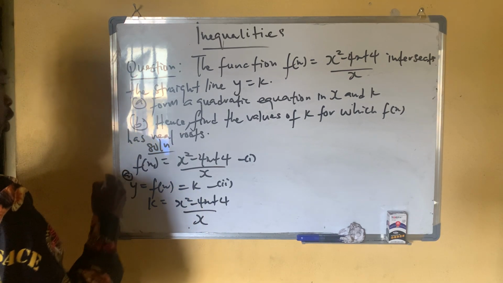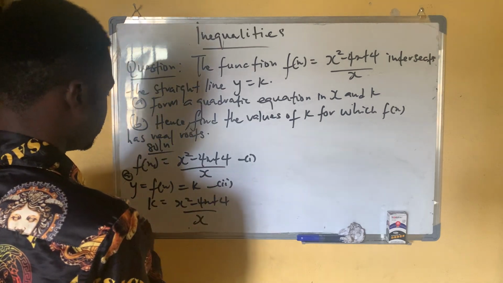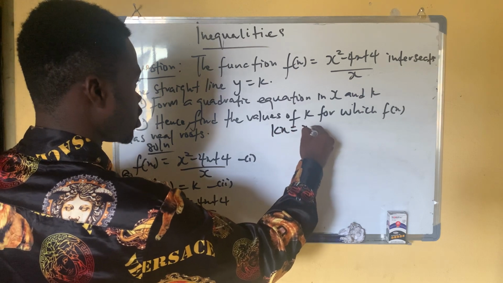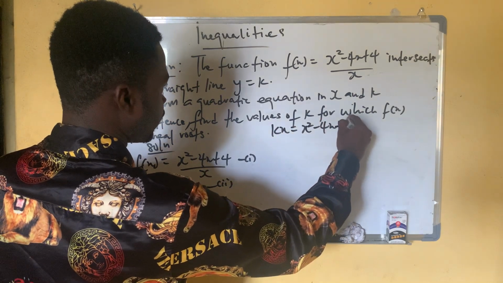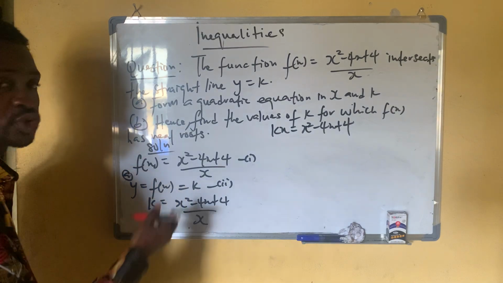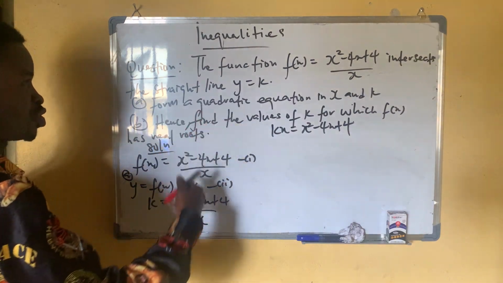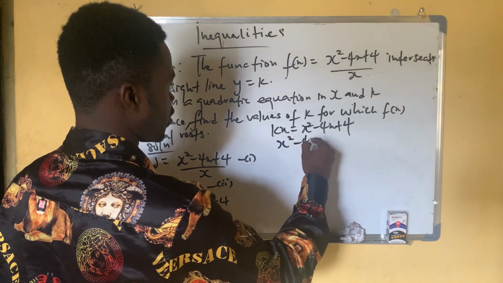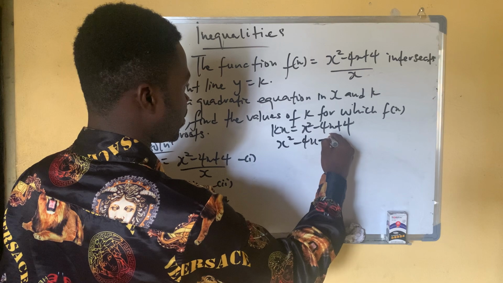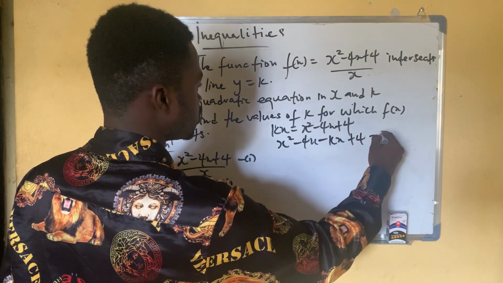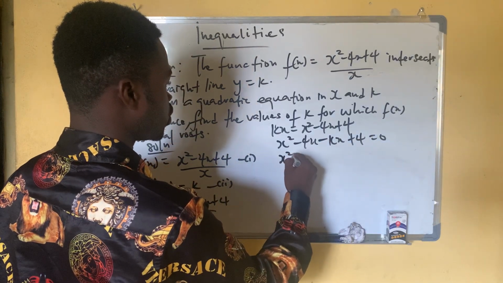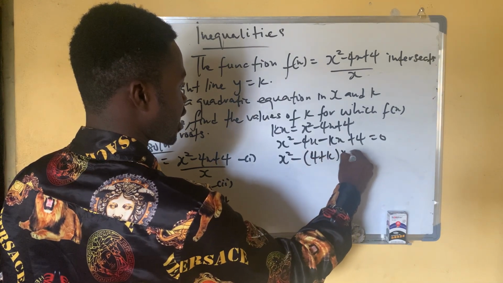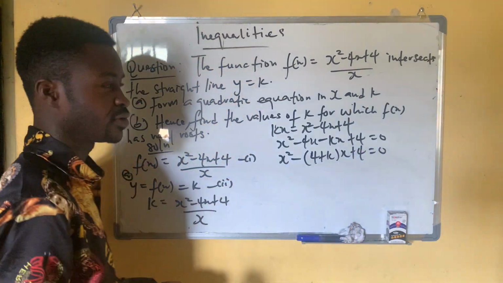Okay, we can simply multiply both sides by x, so that we have kx is equal to x squared minus 4x plus 4, and then we rearrange to get a quadratic equation, so that we have x squared minus 4x, this coming over minus kx plus 4 equal to 0, so that we can have x squared minus 4 plus k x plus 4 equal to 0.